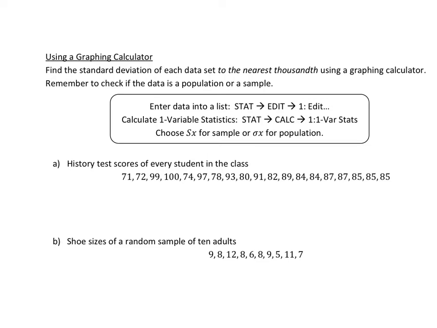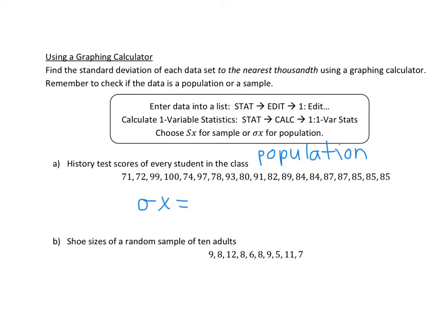Now that the diagnostics are on, we can go ahead and enter this information into the calculator. I'm going to do letter A for you, and then you're going to do letter B on your own. So letter A, history test scores of every student in class. You are talking about every student, therefore we are talking about a population. So when we do this in the calculator, we are going to look for this symbol, and that will be our standard deviation. And again, if you remember, this symbol right here is standard deviation of a population, which is what we have.